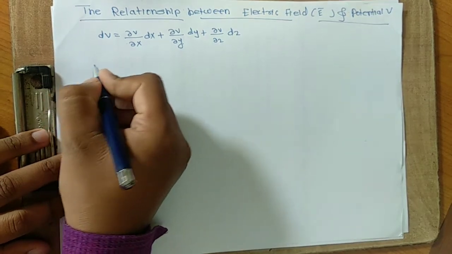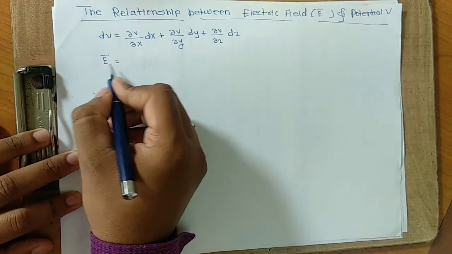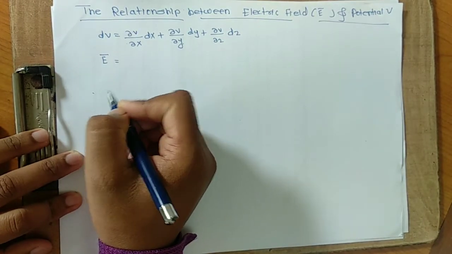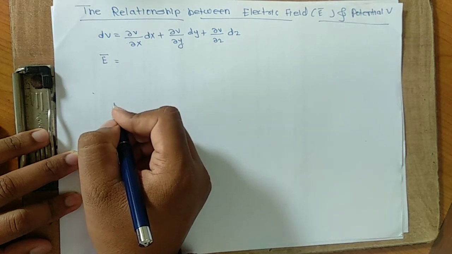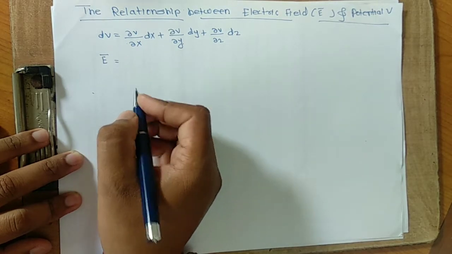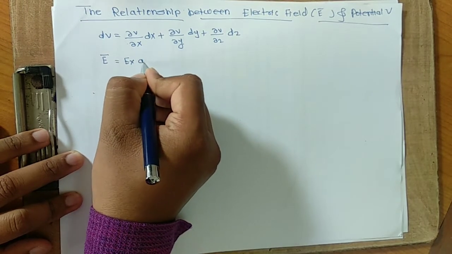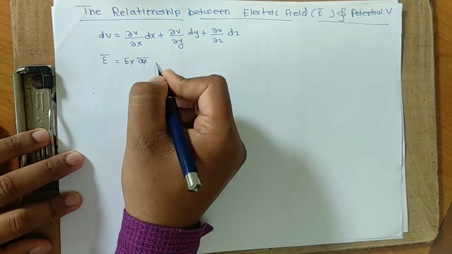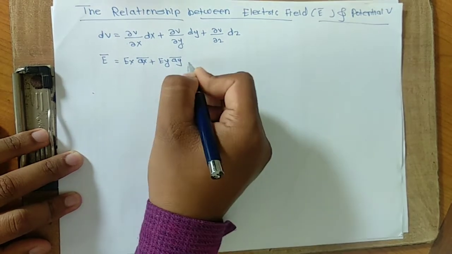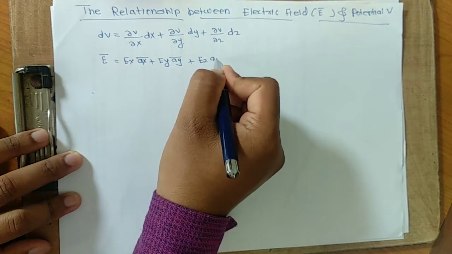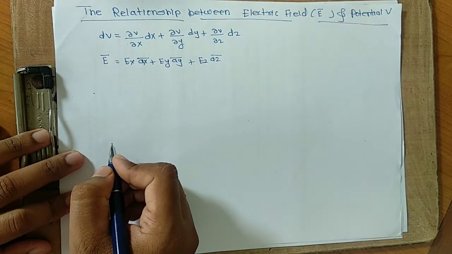Next I have to represent this E bar in the Cartesian coordinate system. How can we represent E bar in the Cartesian coordinate system? We know that E bar has three components in the Cartesian coordinate system, x, y and z. So I will write Ex, the magnitude, times the vector Ax bar, plus Ey Ay bar, plus Ez Az bar. That's the way you write the equation for E bar.